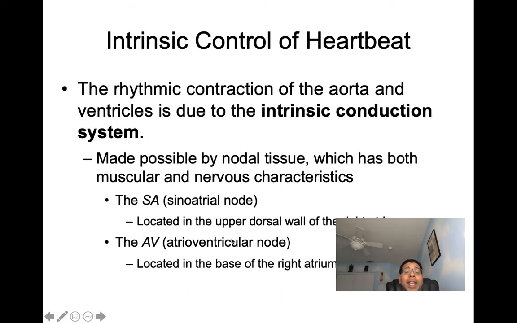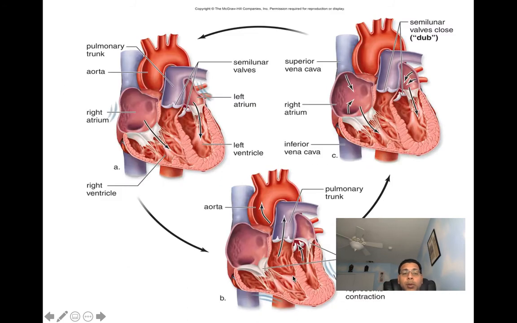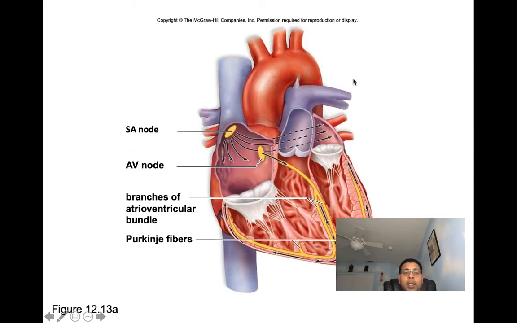Second then, we have the AV node, the atrioventricular node. This AV node is going to be found located in the base of the right atrial wall. So that right atrium is occupied by the SA node, which is found in the upper dorsal wall, and then this AV node, which is going to be found located in the base of the right atrial wall. So if we're to move right in here, we can see the SA node, and then down here we have the AV node.